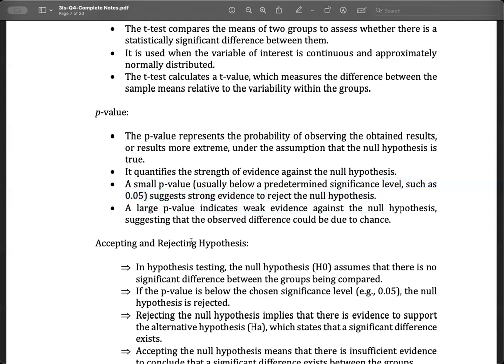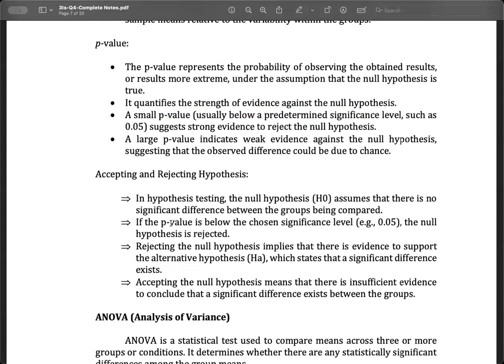However, a large p-value indicates weak evidence against the null hypothesis, suggesting that the observed difference could be due to chance only and not because of the true and accurate data, behavior, or characteristics. So how do we accept or reject hypothesis here? So the hypothesis testing, the null hypothesis assumes that there is no significant difference between the groups being compared. If the p-value is below the chosen significance level, therefore the null hypothesis is rejected, equal or lower than. And rejecting the null hypothesis implies that there is an evidence to support the alternative hypothesis, which states that a significant difference exists.